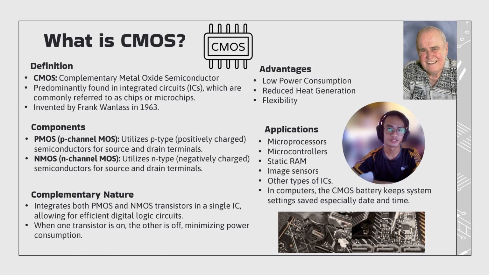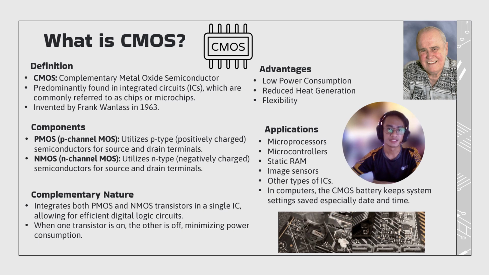So, definition. CMOS is a semiconductor technology used predominantly in integrated circuits or ICs, commonly referred to as chips or microchips. The foundation of MOSFET is CMOS transistors are based on metal oxide semiconductor field effect transistor technology. CMOS technology was invented in 1963 by Frank Wanlass while he was working at Fairchild Semiconductor. CMOS is a combination of N-type and P-type MOSFET.